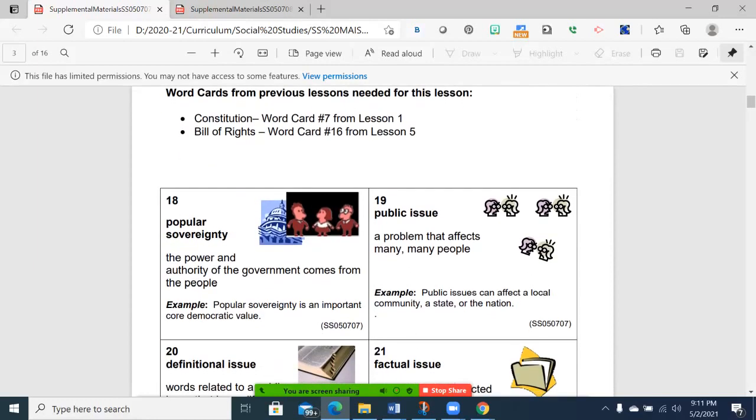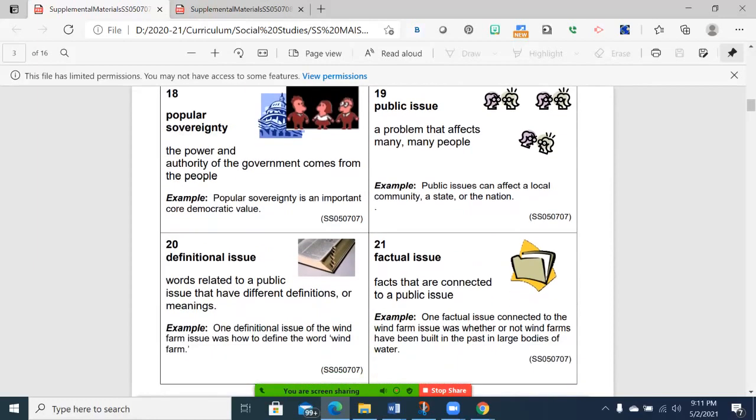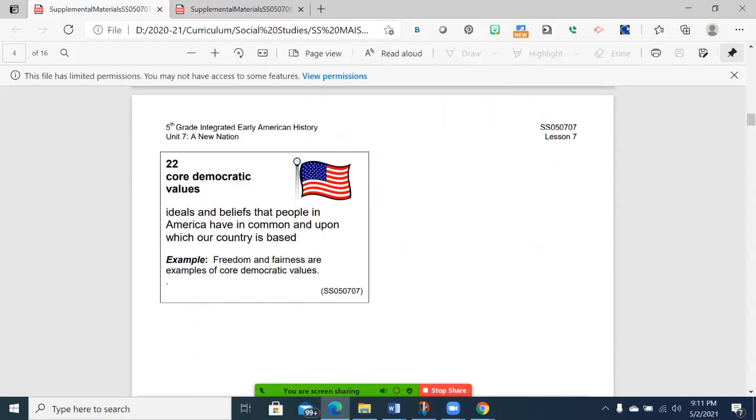Some key words include popular sovereignty, the power and authority of government comes from the people. Public issue, a problem that affects many, many people. Definitional issue, words related to a public issue that have different definitions or meanings. And factual issue, facts that are connected to the public issue. And your core democratic values are ideals and beliefs that people in America have in common and upon which our country is based.